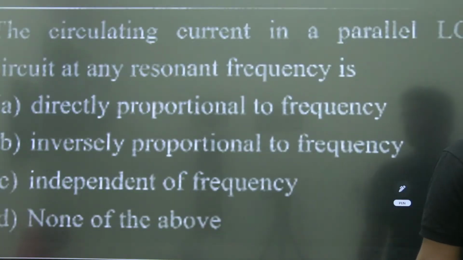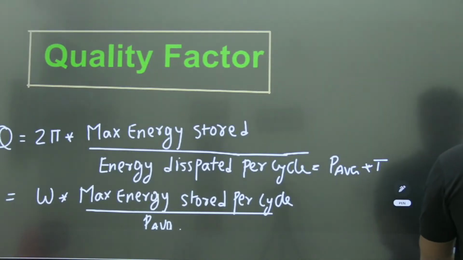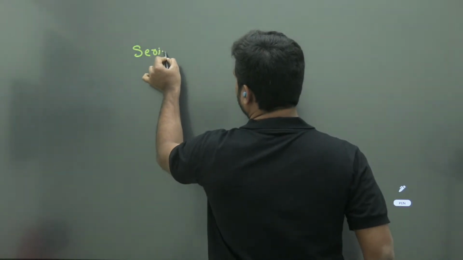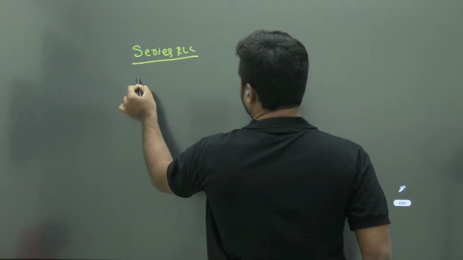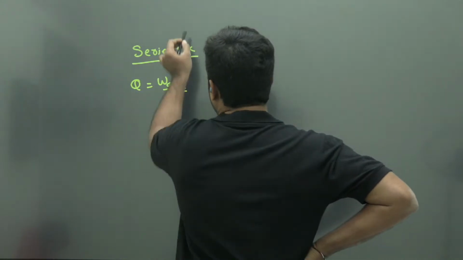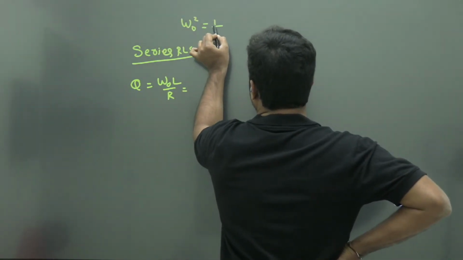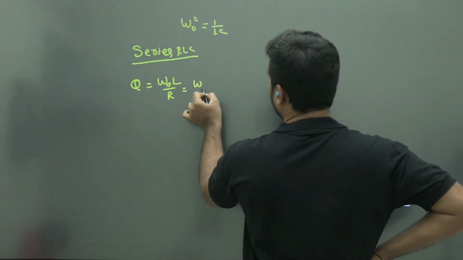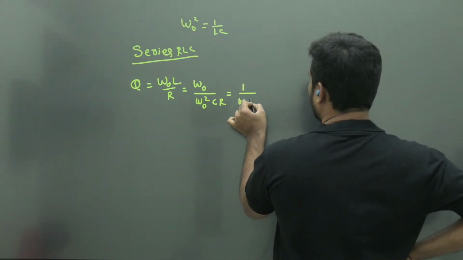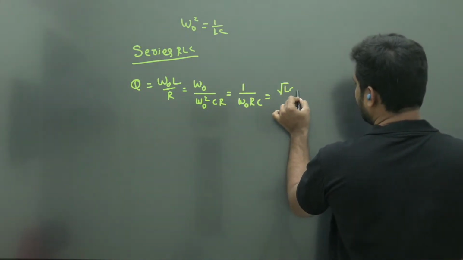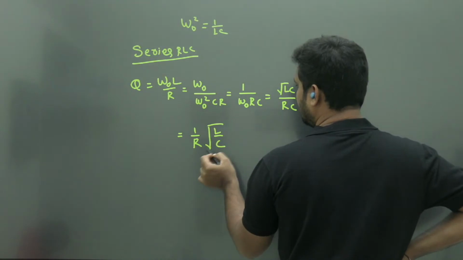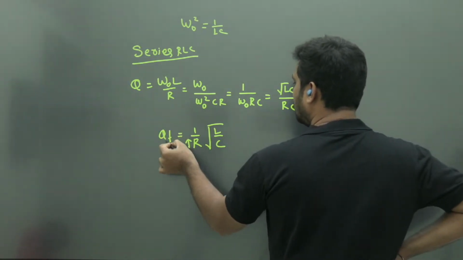So for series RLC, what is Q? Q equal to omega naught L by R. But you know, omega naught square equal to 1 by LC. So L can be written as 1 by omega naught square C, giving 1 by omega naught RC. Omega naught is 1 by root LC. That will give you 1 by R root of L by C. So when R increases, Q decreases.